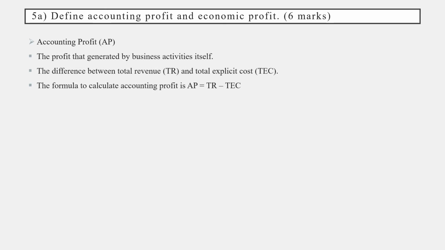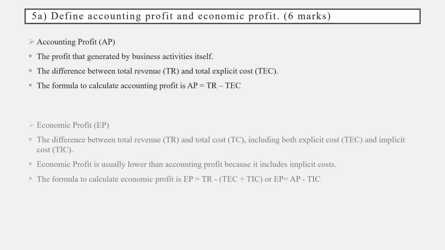First is accounting profit. Accounting profit is generated by business activity itself. It is the difference between total revenue and total explicit costs. The formula to calculate accounting profit is total revenue minus total explicit cost.